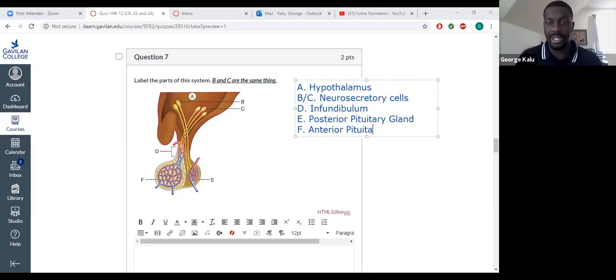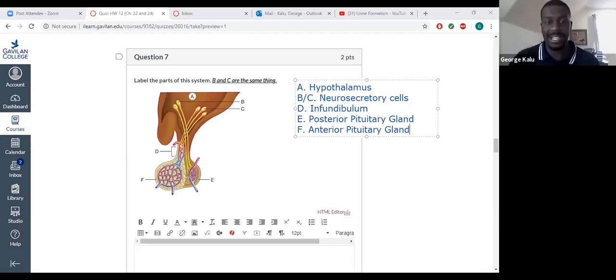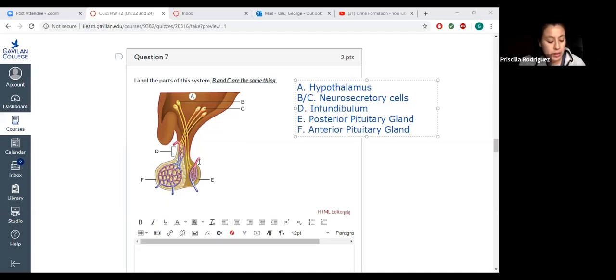So how do we know which one is the anterior pituitary and which one's the posterior pituitary? One is larger than the other. Right, the anterior pituitary is larger than the posterior pituitary. So that's one way. And then looking at this diagram, what's another way we can tell which one's which? Well, even though in this picture the neurosecretory cells are coming off of the anterior pituitary gland, don't they only come off of the posterior pituitary?